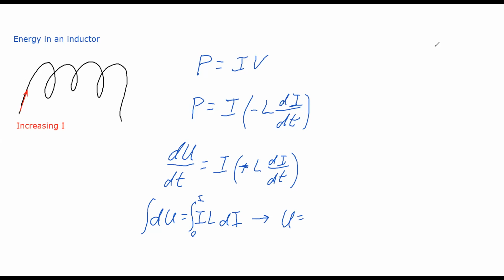So U, right, the integral du becomes U. And on the right side, the integral I L di becomes 1/2 L I squared. So that is my energy for an inductor. It's storing energy. And it kind of looks similar to something we've seen before.